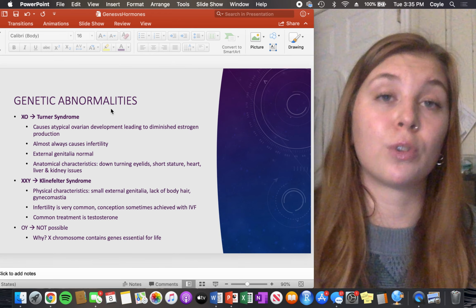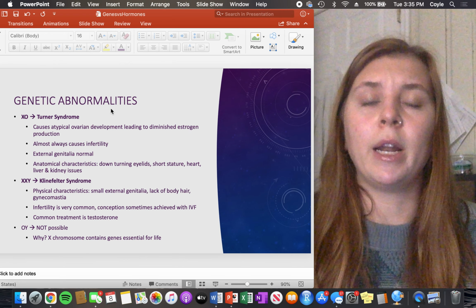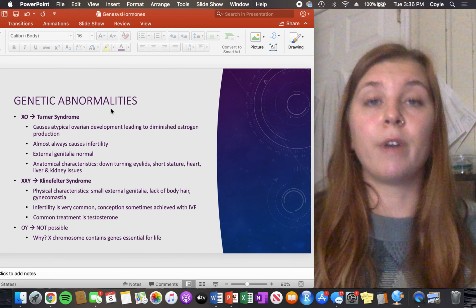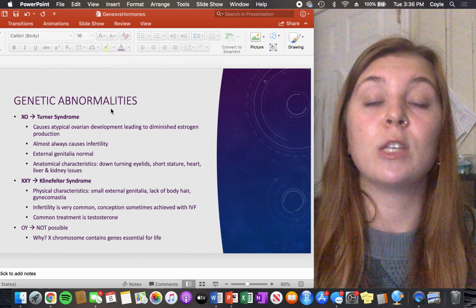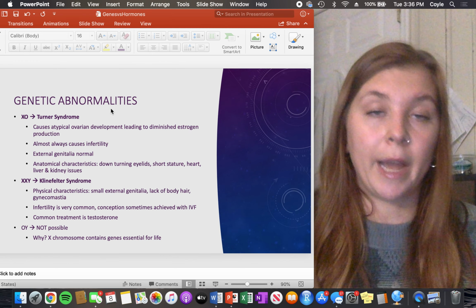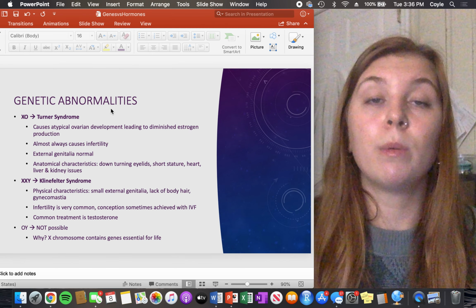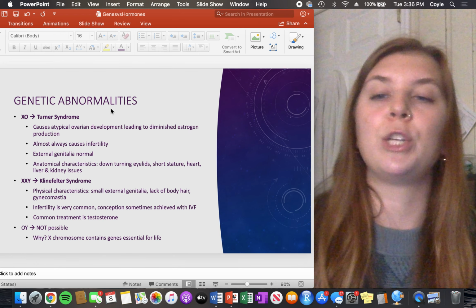The external genitalia are normal. Remember, the external genitalia are based simply on no DHT being present, so that's unaffected here. What's interesting about Turner syndrome is it does impact the body in so many ways. There are a lot of physical characteristics that women with this syndrome have, like downturning eyelids and short stature, and usually they have heart, liver, and kidney issues as well. The X chromosomes are really important for a female to have both present to make sure everything is functioning properly.